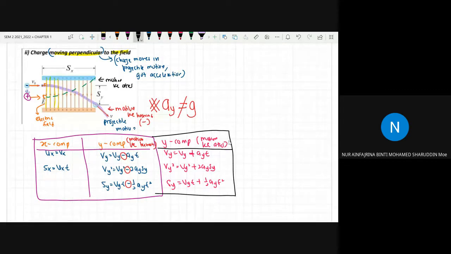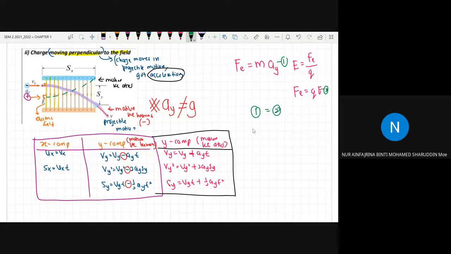So when the charge is moving, it means it will have acceleration, let's call it acceleration. So now the electrostatic force will equal mass times acceleration. This acceleration is in the Y component, and Fe is the electrostatic force. We know the electric field strength is also the electrostatic force divided by charge. We rearrange the equation and get Fe equals Q times E. So this is the first equation and this is the second. Now let's equate the first with the second, so we get ma_y equals QE.